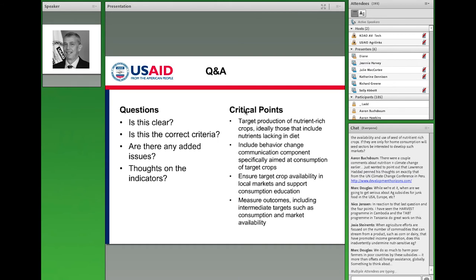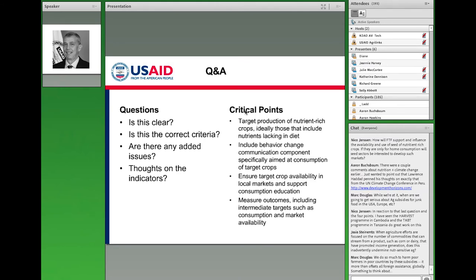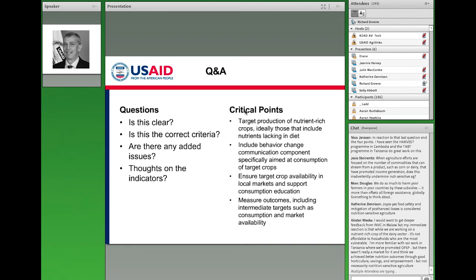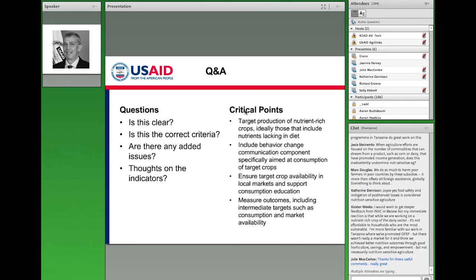So yes, we completely agree, and certainly behavior change programming has to be quality, and this is why I mentioned the connection between these types of programs and the more health-related nutrition-specific programming, where there is, in general, tested and evidence-based behavior change modules that could be used in some appropriate degree for the interactions with women for horticulture, aquaculture, livestock, or legume programs. But that's a very good comment, and we agree.